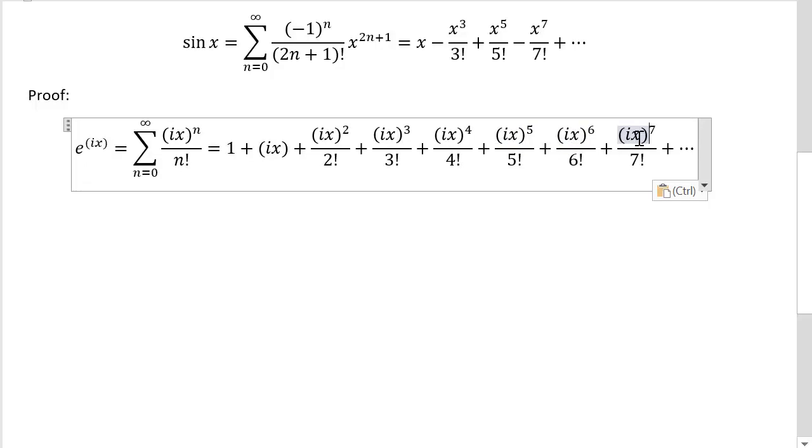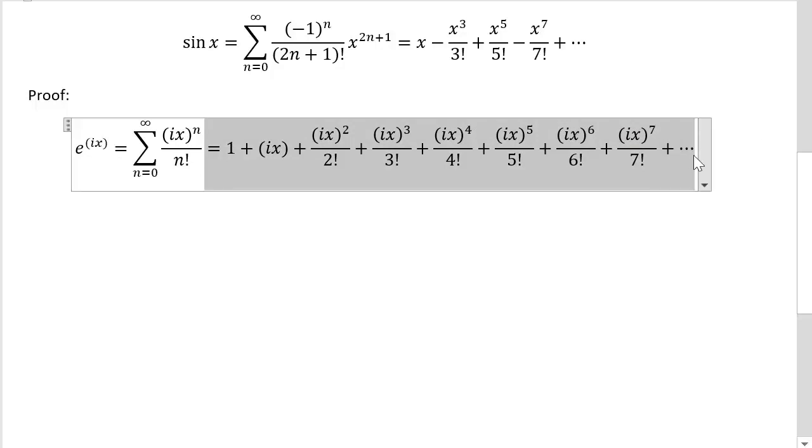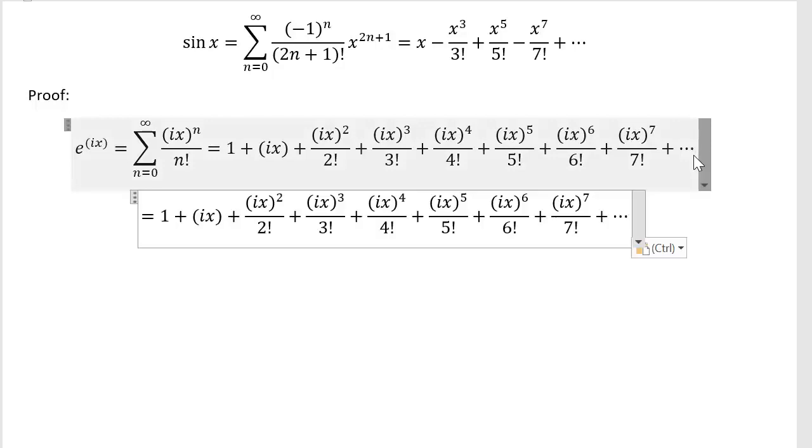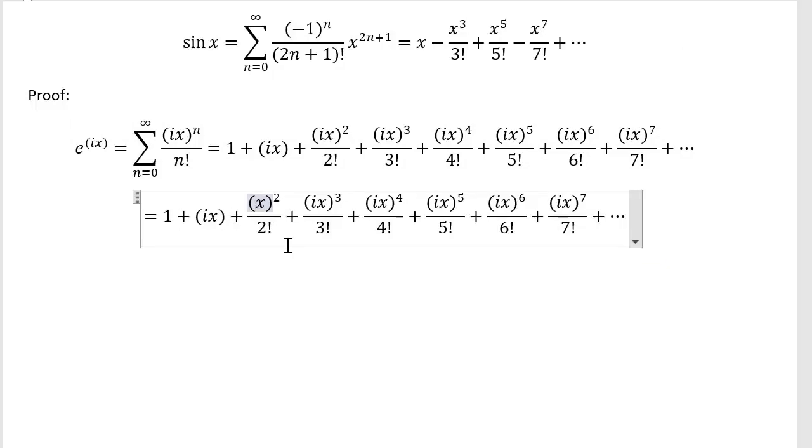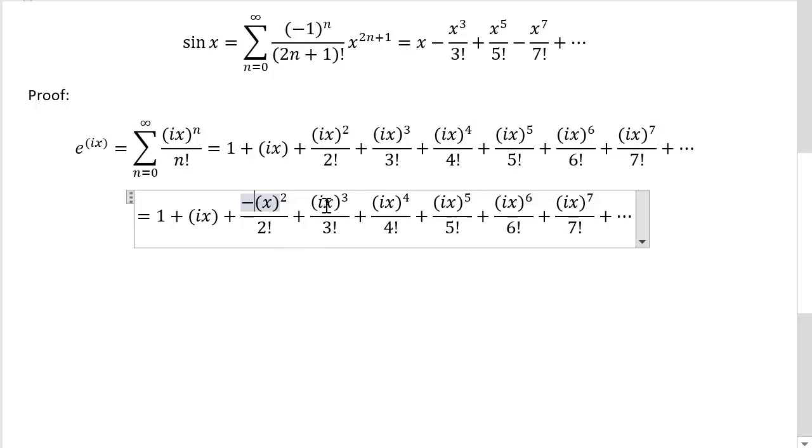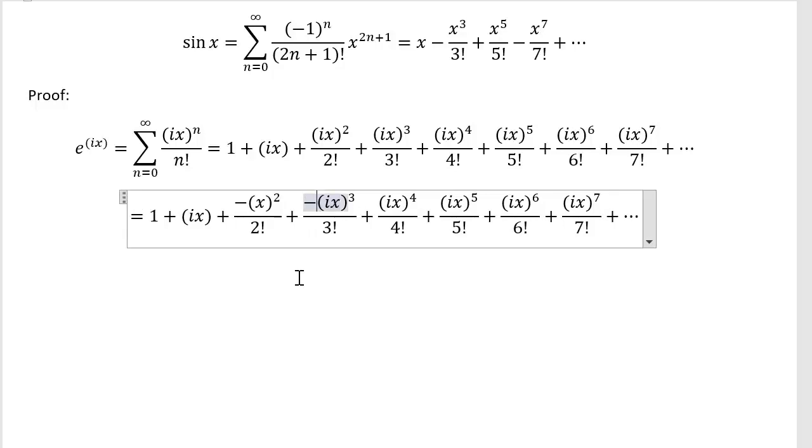Okay, after we do that, we will examine what's happening here, and we'll use the facts that we found about the imaginary number, and let's see how that works out. So we have an i squared. Remember what i squared was? i squared was negative 1, so let's put a negative sign out here. i cubed. If you remember what i cubed was, negative i, so let's leave the i there, and then throw a negative sign out in front.